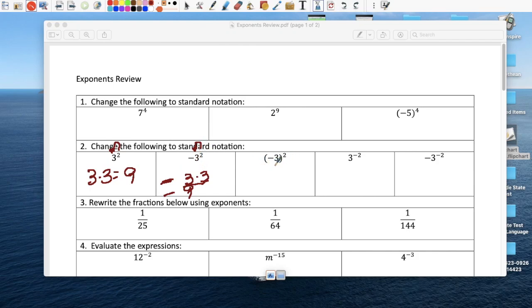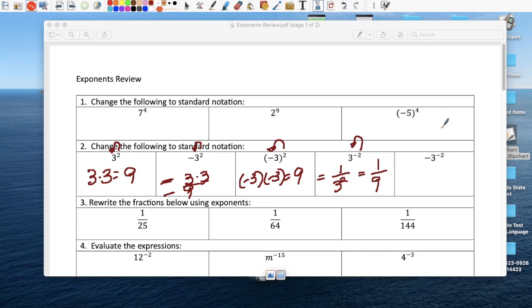Now, compare that to the third one. In this third one, the 2 is saying everybody in the parentheses, raise yourself to the 2nd power, and that, in this case, includes the negative sign. So it's -3 times -3, which is positive 9. This is a negative exponent. Remember what we do with negative exponents? We write it as a fraction, right? And we write 3 to the 2nd power. The exponent becomes positive, and take it one more step. 3 to the 2nd power is 9.